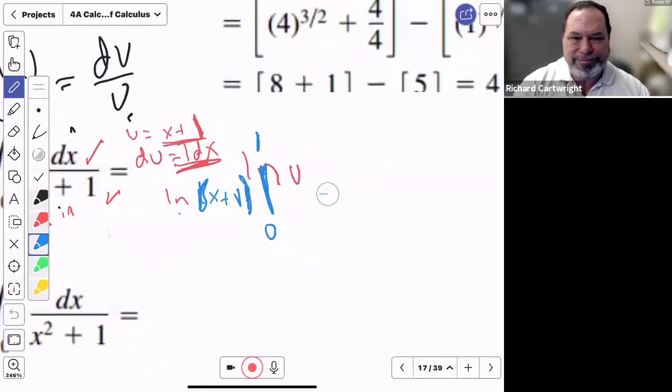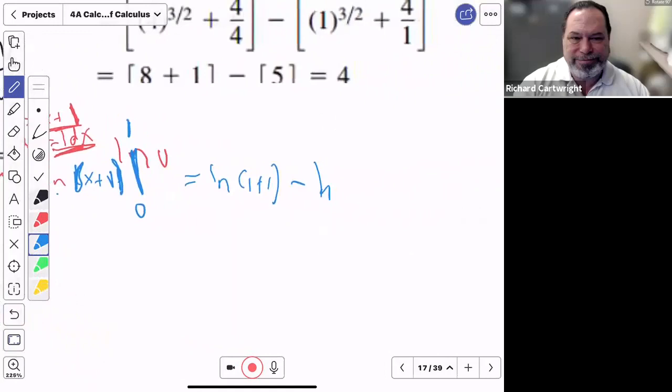And this problem is one of those that nobody would know how to do unless somebody at least showed you the reverse of du over u to look for it. That would give me the natural log of 1 plus 1 minus the natural log of 1 plus 0. That gives me the natural log of 2 minus the natural log of 1. Does anybody know what the natural log of 2 is, or is that an irrational number that goes on forever? Irrational number, sir. It goes forever.